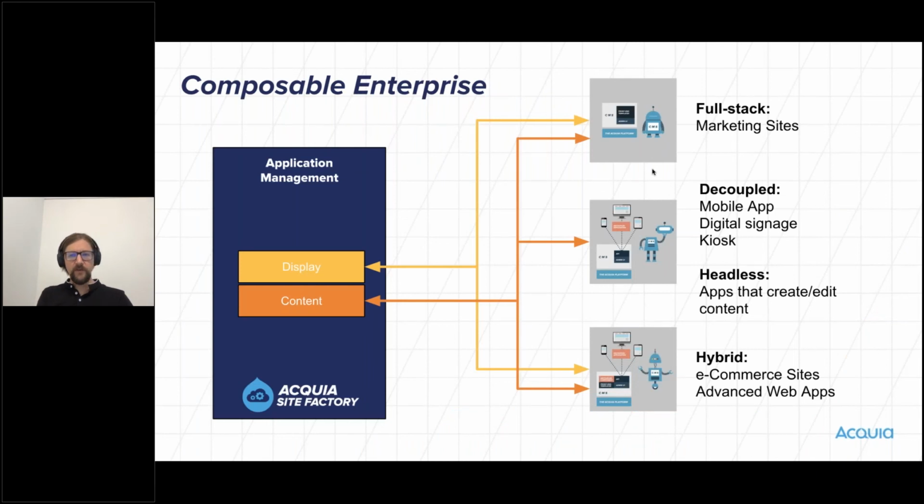We're just a few minutes over, so I'm just going to blast through these last ones to get to some questions. Here you can see kind of an overview of what this looks like, right? We can use Site Factory or Acquia's platform to manage a bunch of different applications. And then the type of application will determine which one is using that for content, which is in all cases, or in the case of a traditional or full stack, or in a hybrid case, we're also using that to power the display.